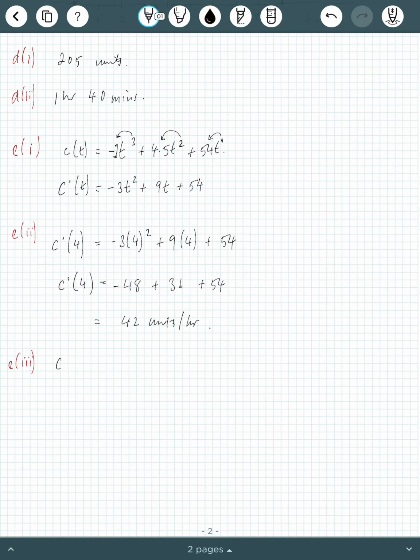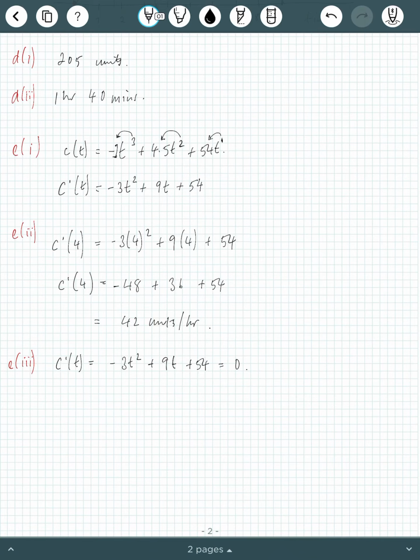Okay, so you've got your C dash T is equal to minus 3t squared plus 9t plus 54. And what you need to do here, lads, is factorize this function, because you want to find the max amount of drug in the bloodstream over the first 9 hours. So we let it equal 0 and factorize it. When you want to find your max, you have to let it equal 0 and factorize it.